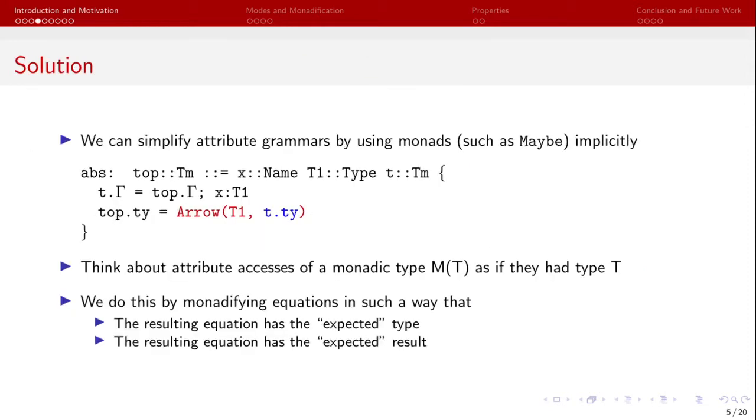We can do this by using monads, such as the maybe we saw earlier, implicitly. As an example here, in this equation for abstraction typing, we use t.tie as if it did not have the maybe in its type. We're ignoring the maybe on there and using it as if it had the type inside the maybe. In general, using monads implicitly lets us treat monadic expressions as if they were not monadic. We do this by monadifying equations, so the resulting equations have the expected types and results in a sense of expected that we'll explain later.